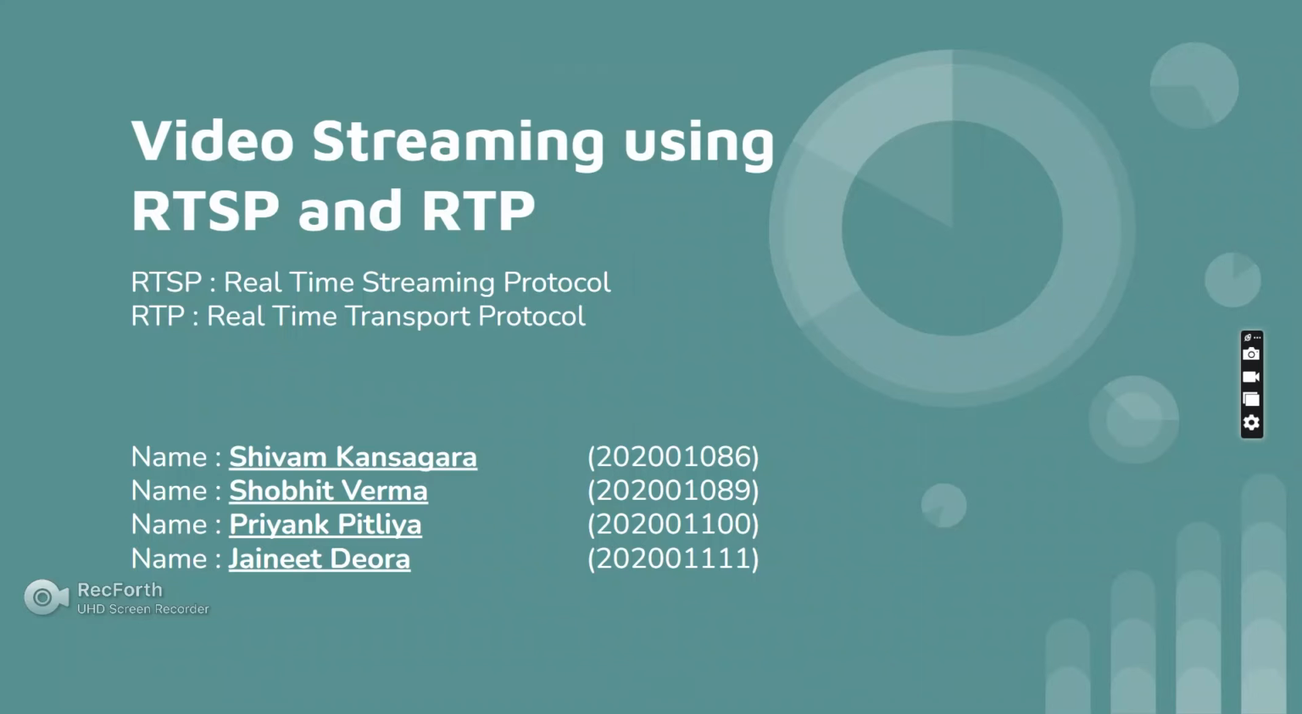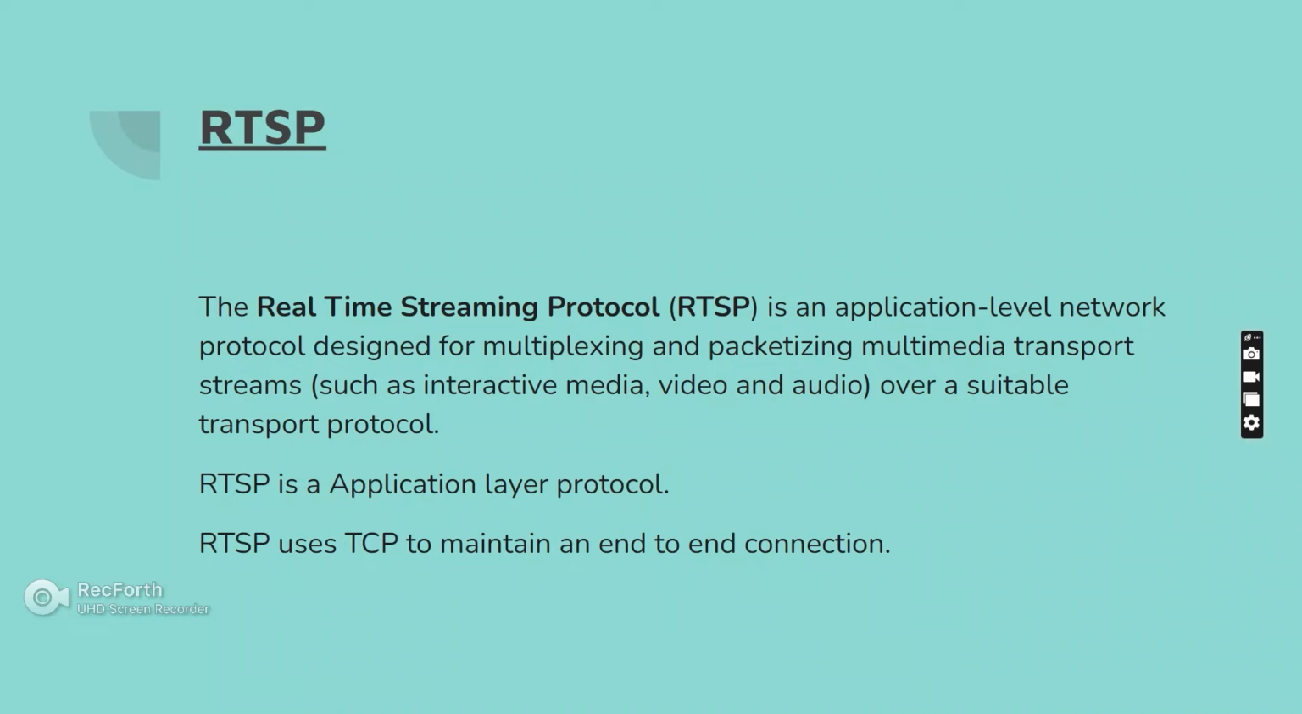Hello, this is WF4. We are having an assignment based on video streaming using RTSP and RTP. Now, what is RTSP? The real-time streaming protocol is an application-level network protocol designed for multiplexing and packet sizing multimedia transport streams such as interactive media, video, and audio over a suitable transport protocol. RTSP is an application layer protocol. RTSP uses TCP to maintain an end-to-end connection.